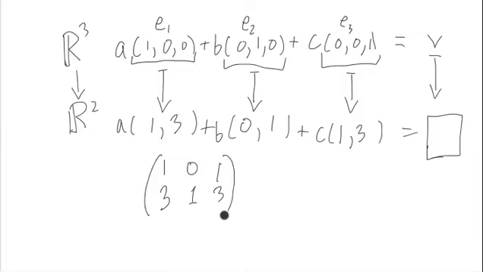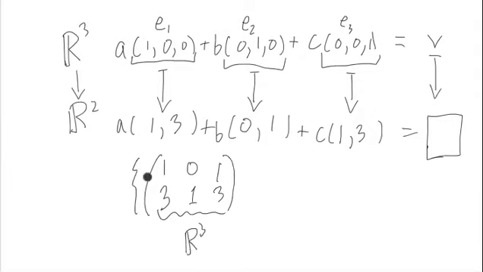Then this describes the function. This describes the function of where to send V precisely. Let's think about this. See how we have 3 columns? That's because we have 3 standard basis vectors of R3. So the 3 tells us that our domain is R3. That comes from the number of columns.